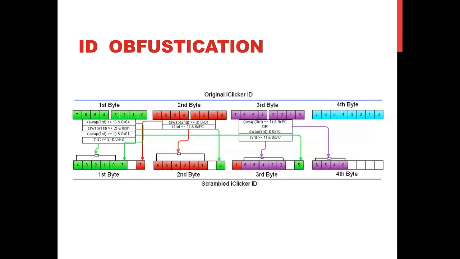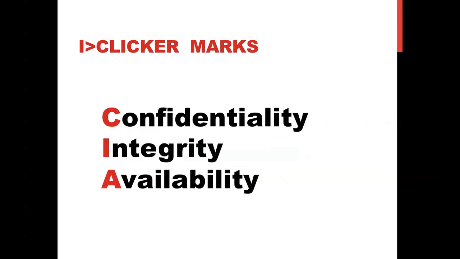A point worth noting is that as we played with the iClicker, we noted that the ID sent over the airwaves is not in fact your 4-byte ID. In fact, it goes through some sort of ID obfuscation routine as shown in this picture here, and only the first 3 bytes are sent over the air. So, from a security standpoint, what we decided to mess with is the integrity of iClicker voting sessions.